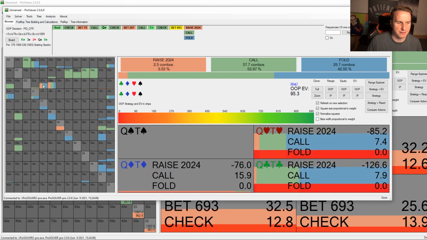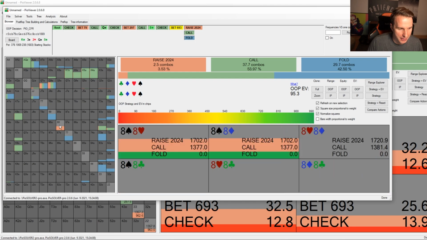If I let the sim run a little longer, it would also show these as either pure calls or pure folds, and probably a mix between calling and folding. Because we already see here that basically it never really wants to raise. And the longer I let the sim run, the closer it gets to zero, and then it becomes call or fold. Because you see, minus 85 raising versus 7 calling. So it's clearly worse than calling.